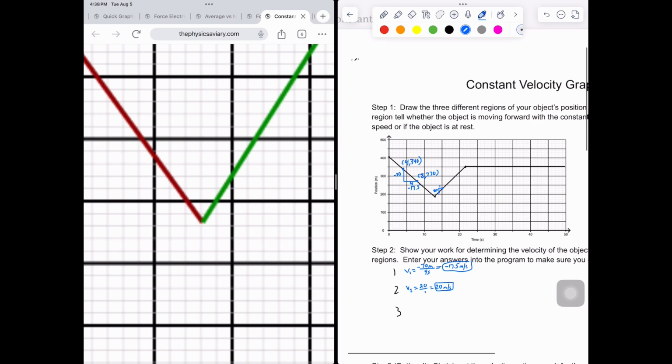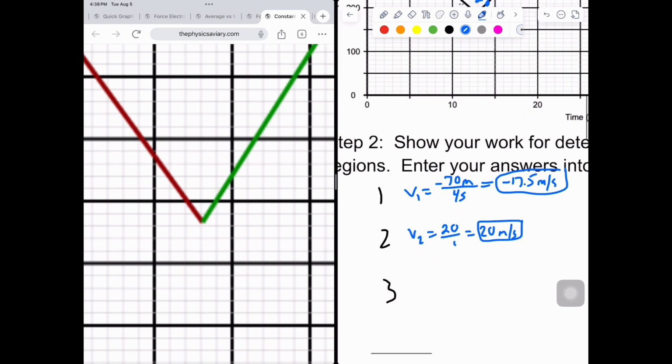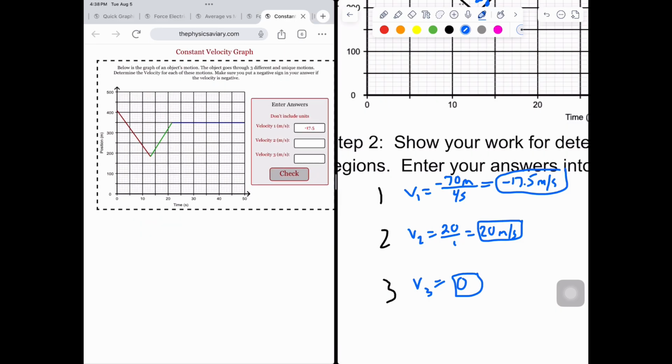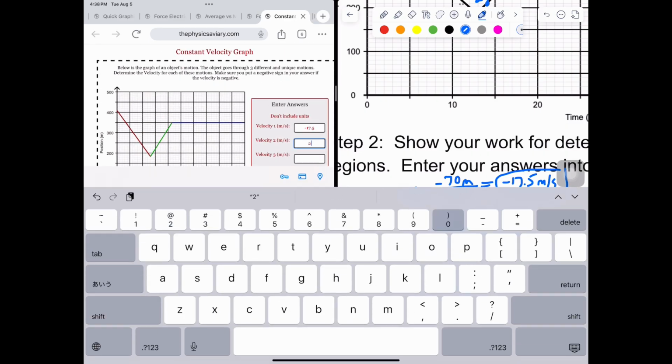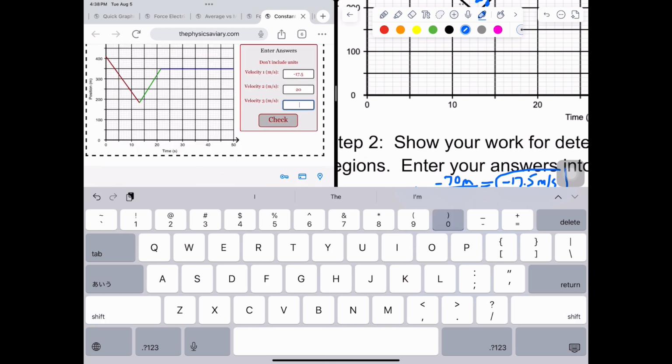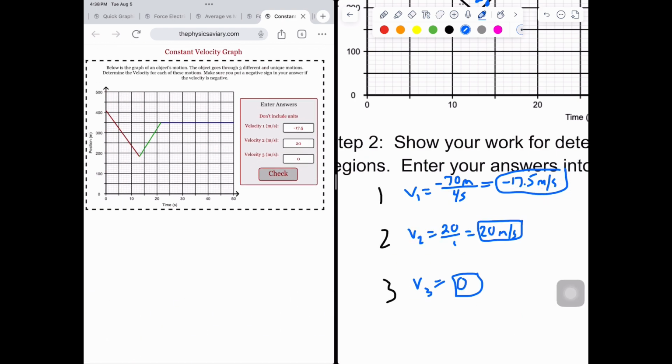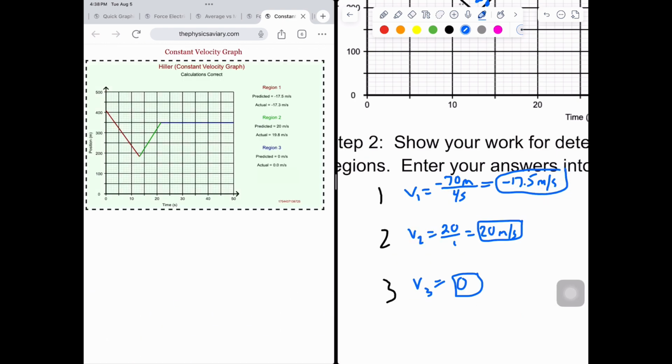All right, and then region 3, that one's easy. It's a flat line for me anyway, so that's going to be 0. Figure out your slope. I want to put my values in the program and see how I did. And there you go. Hopefully you were able to get this question correct as well.